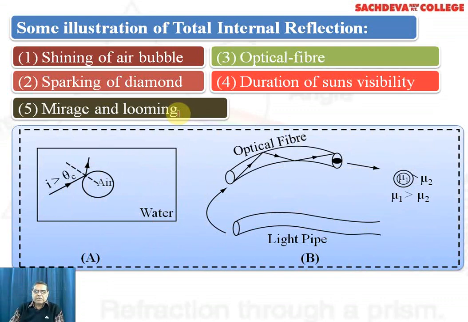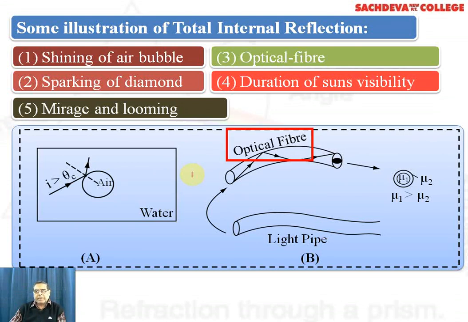Now, there are two figures, the left side and the right side. The left side figure indicates the shining of an air bubble in water. Possibly the angle of incidence is greater than the critical angle, and that causes the shining of the air bubble. Then we come to the second thing, the sparkling of diamond. That is also an illustration of total internal reflection.